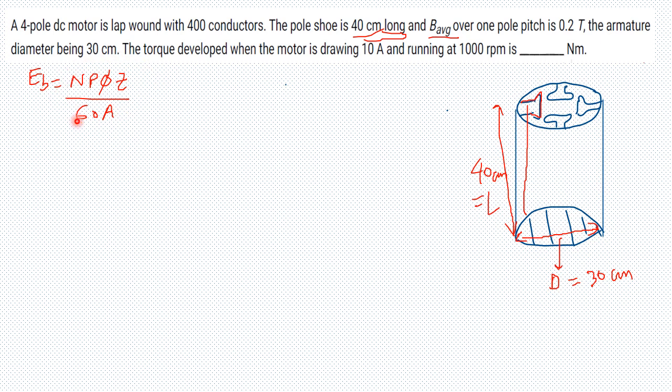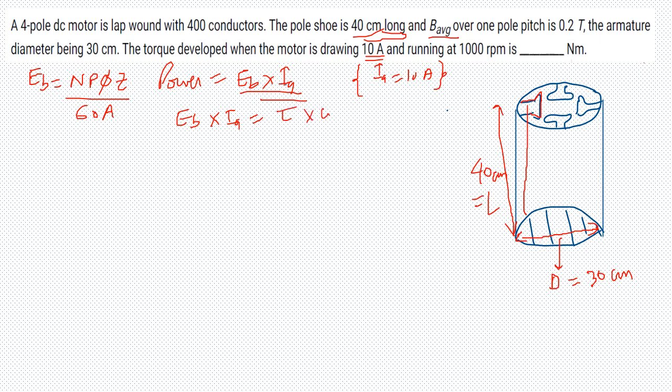If we know EB, then we can calculate power. Power is EB into armature current IA. This IA is also given to us, IA is 10 amps. Now we can equate it to mechanical power. So EB into IA is equal to mechanical power, which will be tau into omega. This is the torque which we need to find.